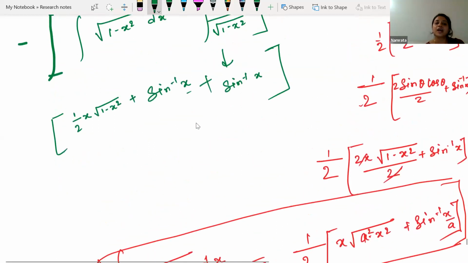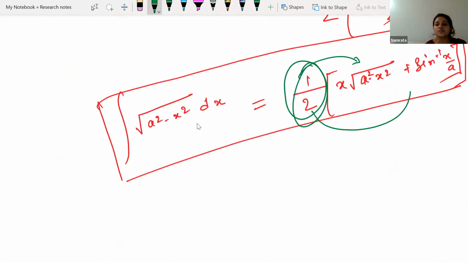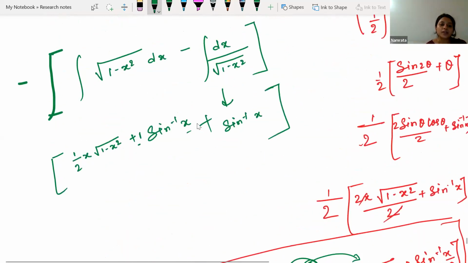And one more thing we have to be careful about here, 1 by 2 is outside. So this is for this term also, and this is for sine inverse x by a also. Let's write it properly. So is it clear, the integration part? Both the formulas you need to apply directly. This much calculation, please don't worry about it, because here I have done a trigonometric substitution which you don't need to do. Is it clear? Yes, ma'am.